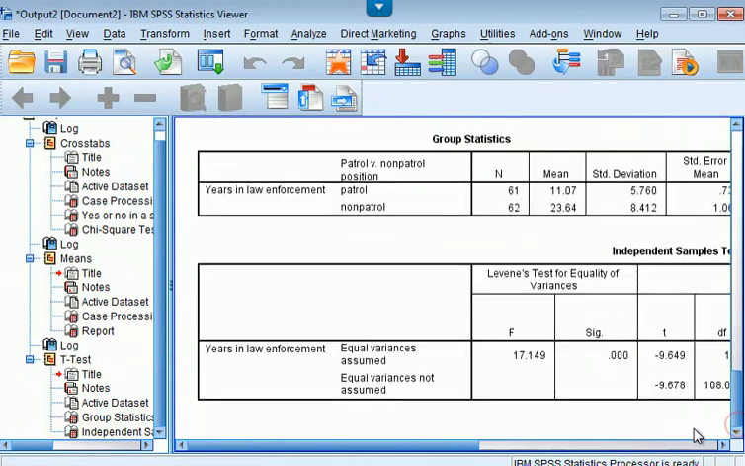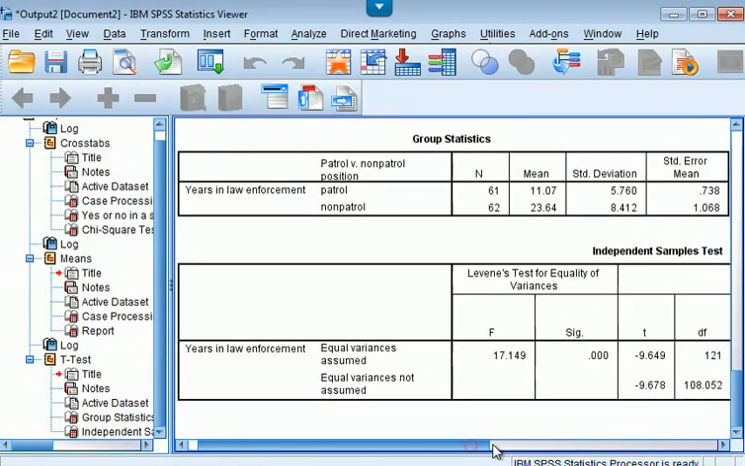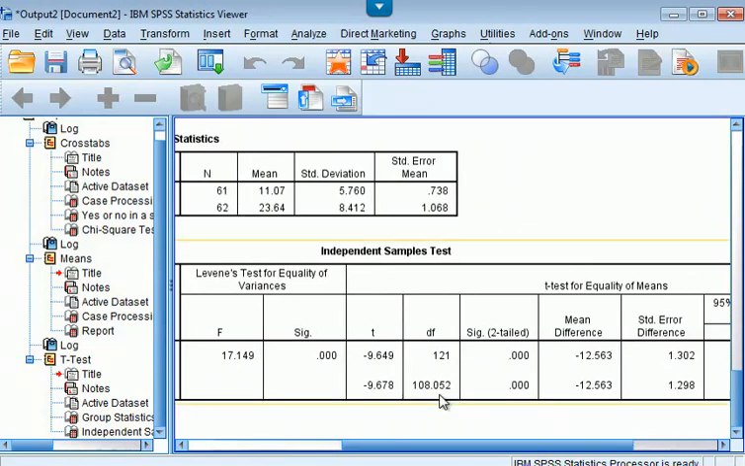If you scroll over, the t-value is negative 9.649, and the significance is 0.000. Since that significance is less than the 0.05 or 0.01 or 0.001 that you could even set, we would say that these means are statistically different. So the mean years in law enforcement for patrol officers is significantly different than the mean years in law enforcement for non-patrol officers.